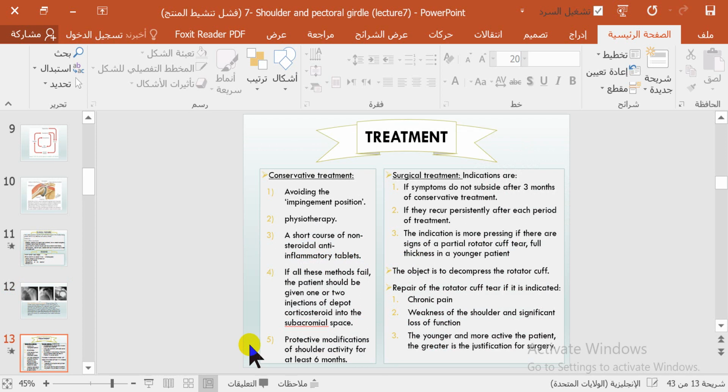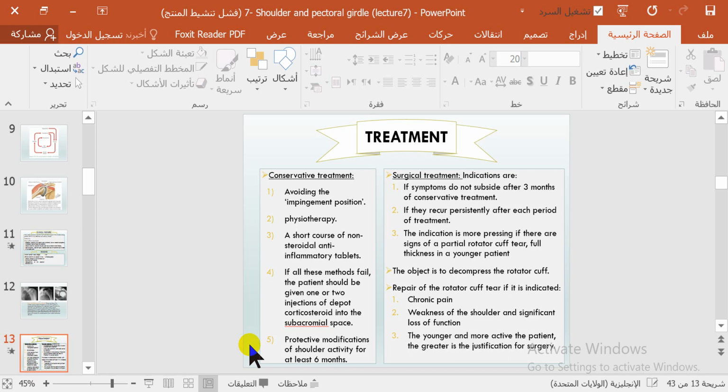Treatment: either conservative or operative. Conservative: avoiding the impingement positions, which are usually abduction and internal rotation, physiotherapy, and a short course of non-steroidal anti-inflammatory drugs. If all these methods fail, the patient should be given one or two injections of steroid with a local anesthetic. Protective modification of shoulder activity for at least 6 months is usually needed.